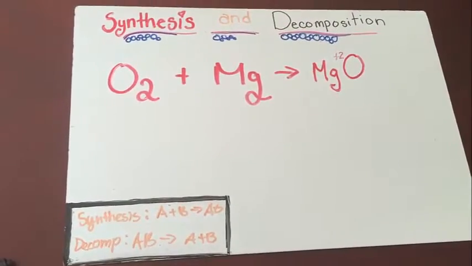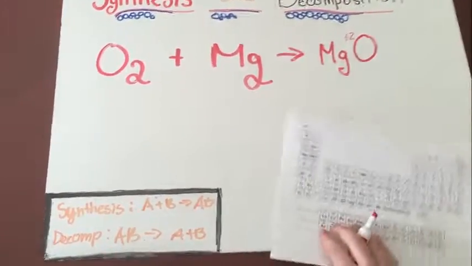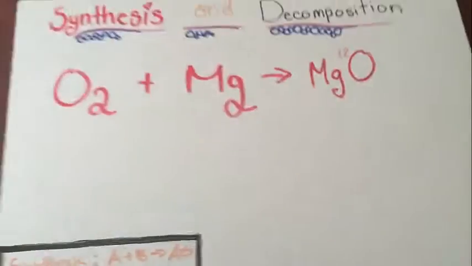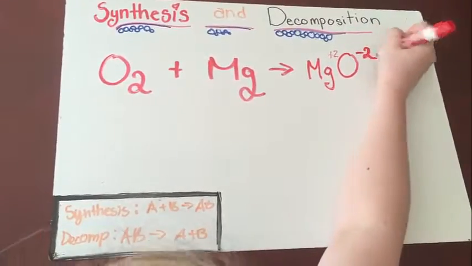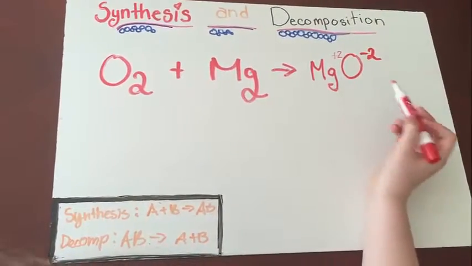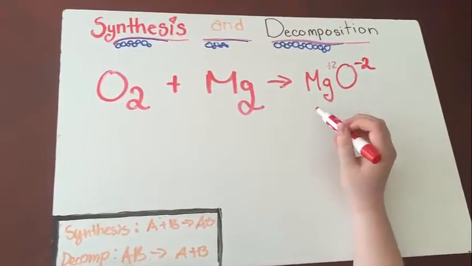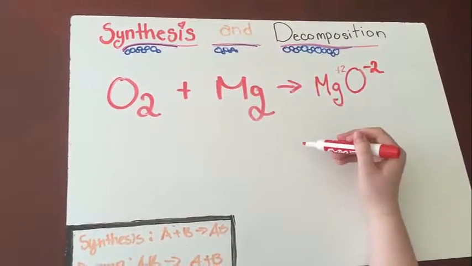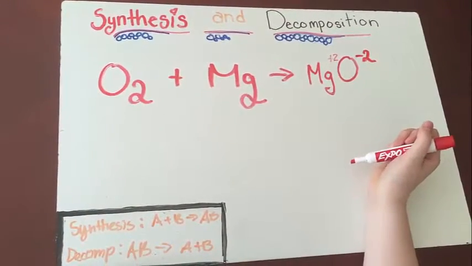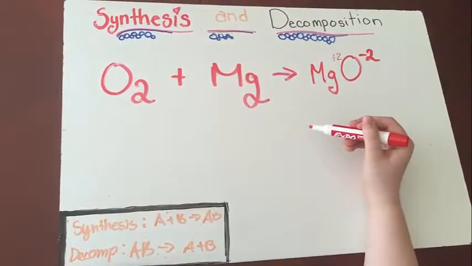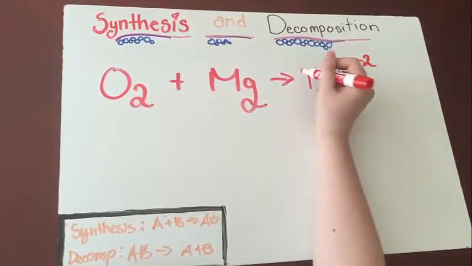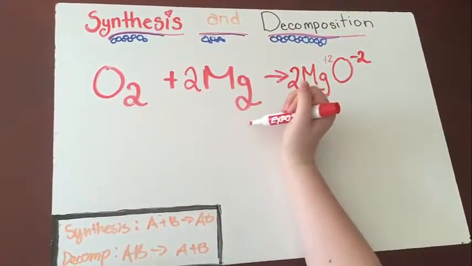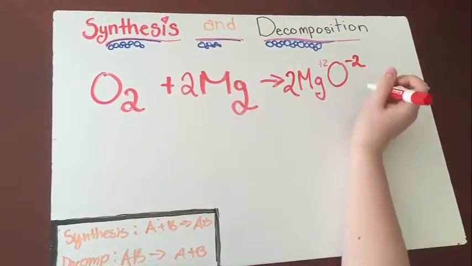Now we need to figure out the charge for oxygen, and we'll come back to the periodic table. It's in this column right above sulfur, so we know it has a -2 charge. And since 2 minus 2 equals 0, this is a neutral compound, and it can in fact be the product for this reaction. However, we have one oxygen atom over here and 2 over there, so we need to balance it. Adding a 2 here and a 2 here will do that, because we have 2 oxygen atoms, 2 magnesium atoms on this side, 2 magnesium, 2 oxygen on this side.